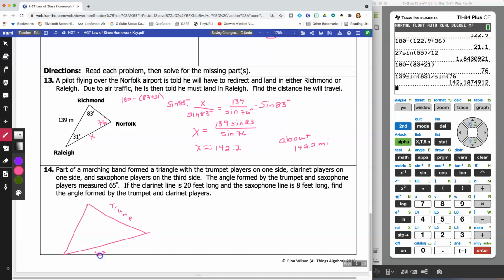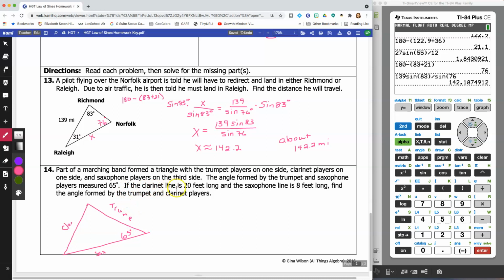And we have, what was the third side? Oh, clarinet, sorry. And we have clarinet players. Okay, now the angle formed by the trumpet and saxophone players. So here are my trumpet and here's my saxophone. So this angle formed here is 65 degrees.